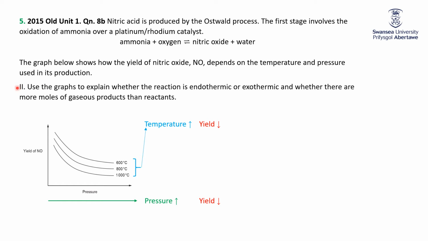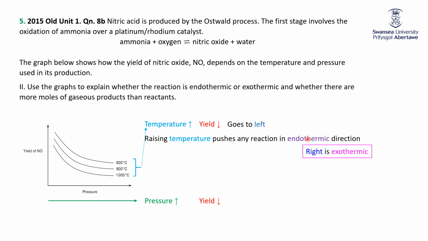So now moving to part 2 for the same question. Use the graphs to explain whether the reaction is endothermic or exothermic and whether there are more moles of gaseous reactants than products, or obviously fewer moles of gaseous products than reactants. Well, first thing is, as we raise the temperature, the yield goes down. If the yield of nitric oxide is going down, that means the reaction is going to the left. Now for any reaction, when you raise the temperature, the reaction is going to go in the endothermic direction. So putting that together, this particular reaction, raise the temperature, it goes to the left. Knowing that raising the temperature pushes any reaction in the endothermic direction means that going to the left here is endothermic, so going to the right is exothermic. So when we write the reaction as this, it's going to have a negative delta H.